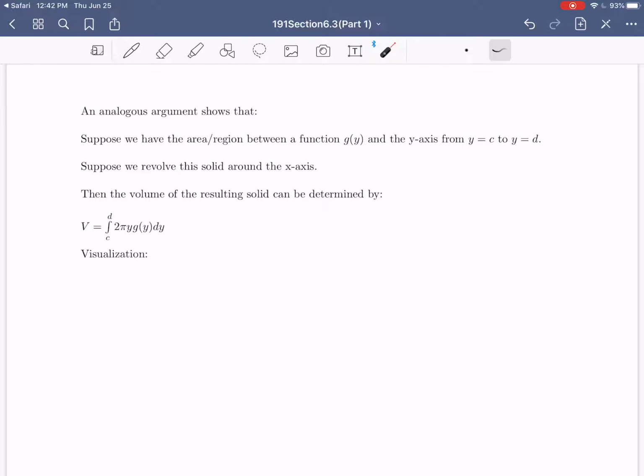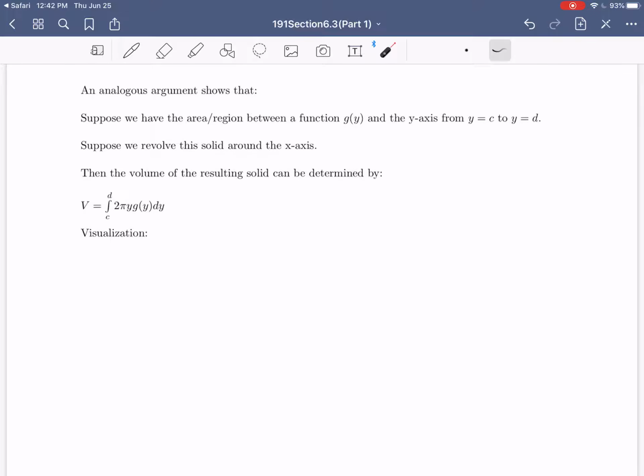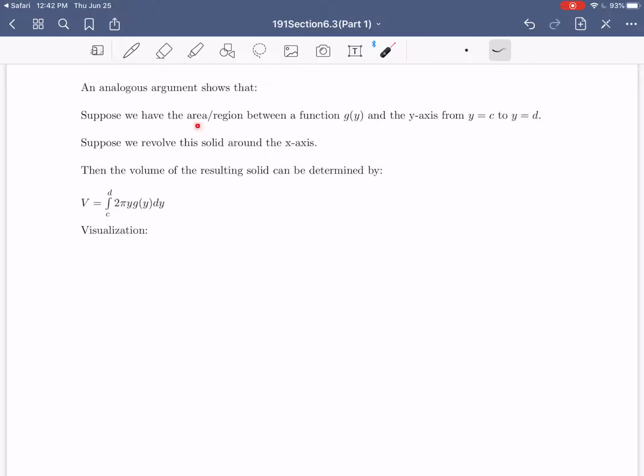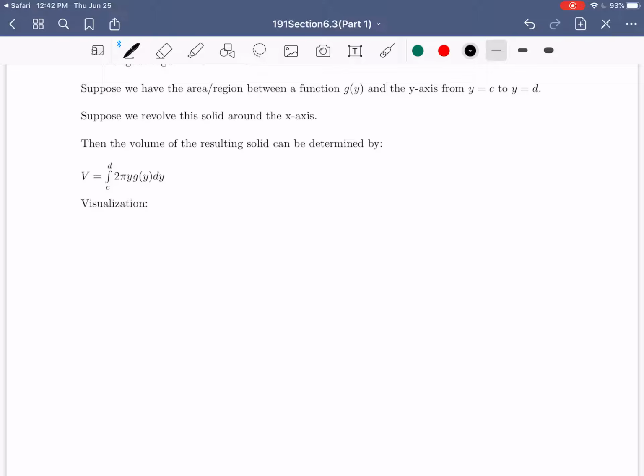So an analogous argument, which we'll just write out real briefly, would say that if we have an area or region between a function that is a function of y and the y-axis, from y equals c to y equals d, and we revolve around the x-axis this time, so a horizontal axis of revolution, then a similar formula, 2 pi y times g of y dy, will give us the volume. Let's just visualize this real quick now that we have the general idea.